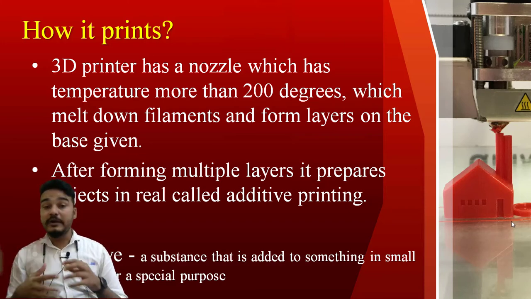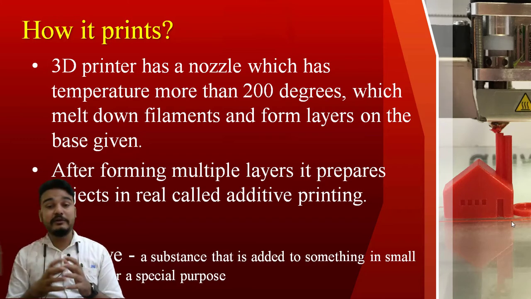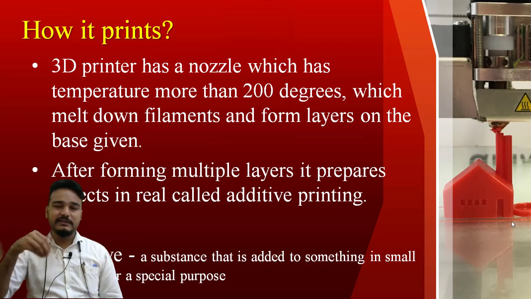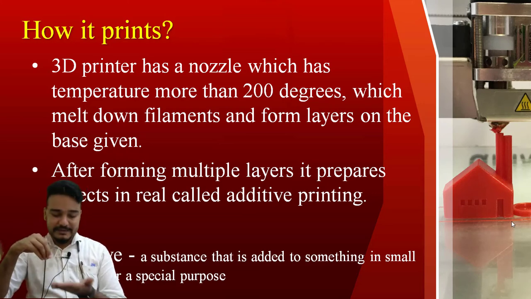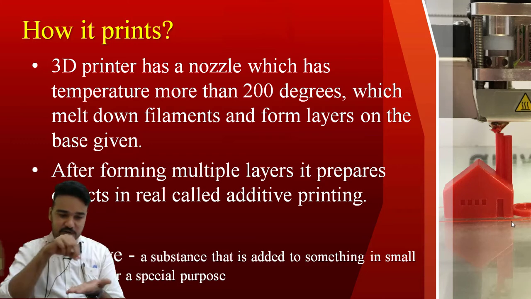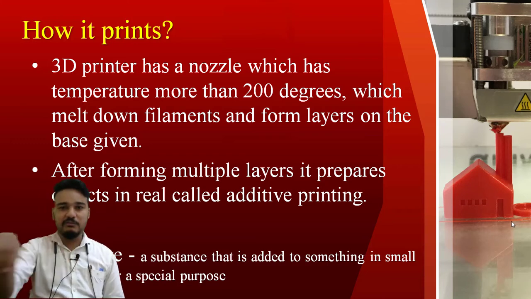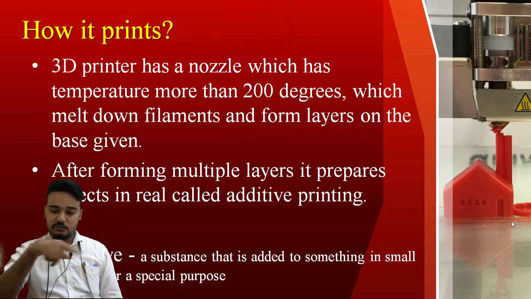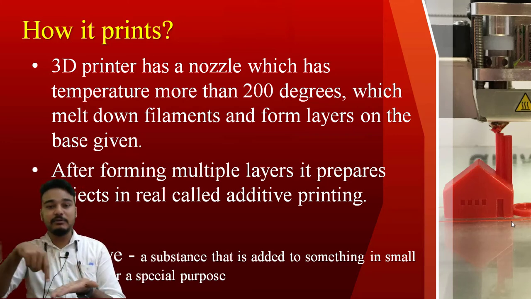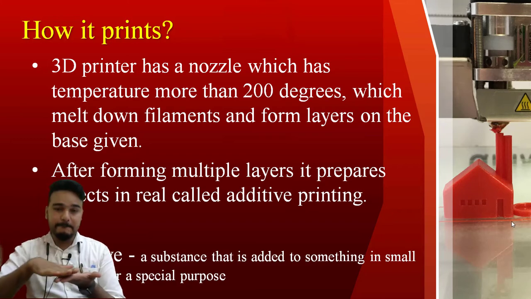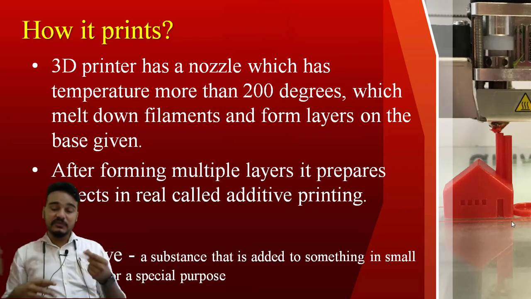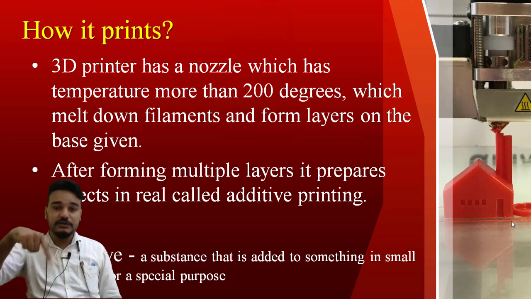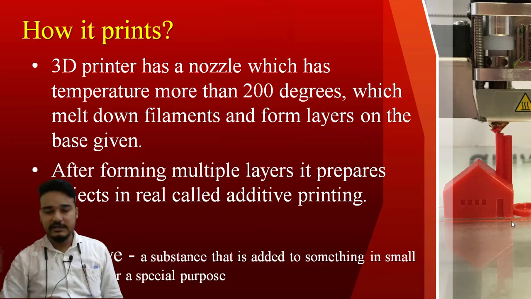So what happened because of that 200 degree temperature? More than 200 actually. Okay, so that string, that ABS or PLA string, melts down, and as the nozzle is moving around like our pen here and there, it forms a layer. वो क्या करता है? लेयर पे बना देता है on that base area. Okay, and after having multiple layers, it prepares a real object.